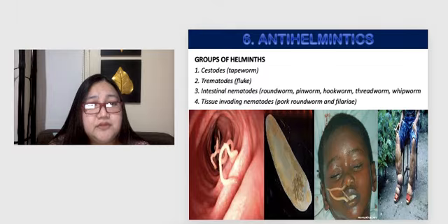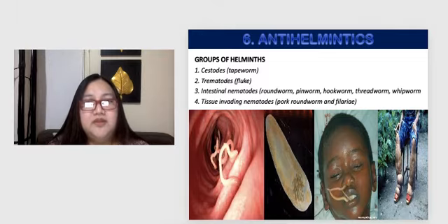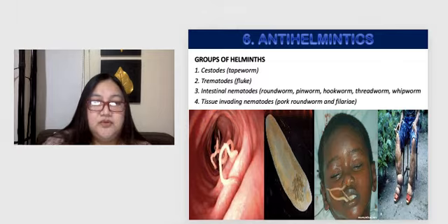Second are the trematodes or the flukes. So in the second photo, you can see the flukes are flat and they are non-segmented. They may also infect the intestines, the liver, the lungs, and even the blood. The third helminths are the intestinal nematodes. So sila yung mga roundworm, pinworm, hookworm, threadworm, whipworm. So in the third photo, you can see no, na talaga namang malalaki yung mga uod.